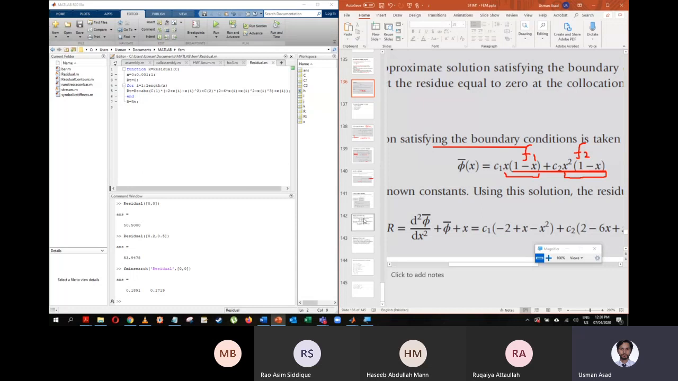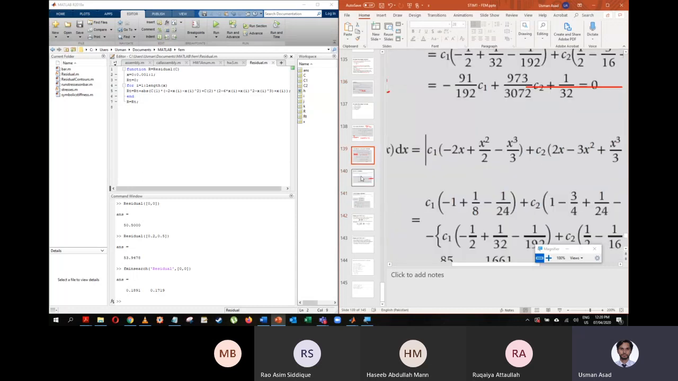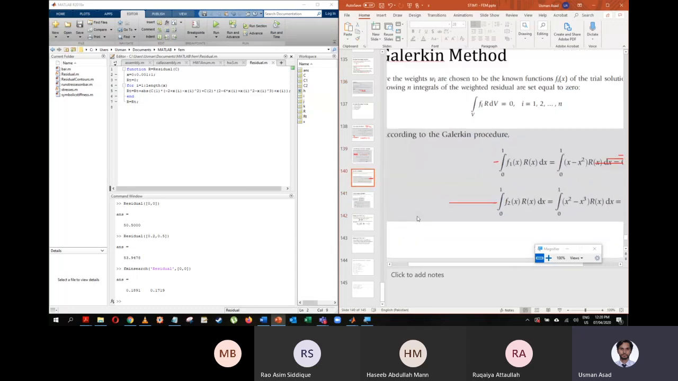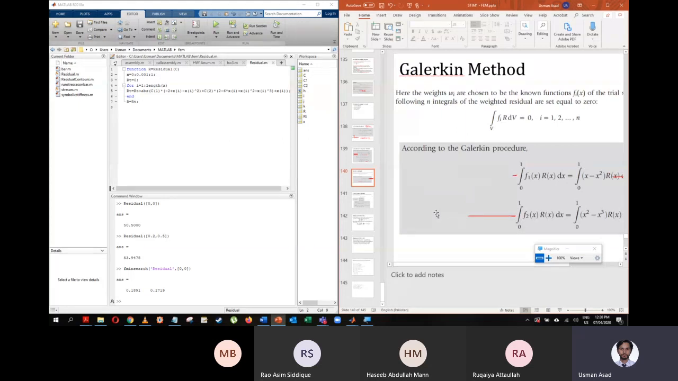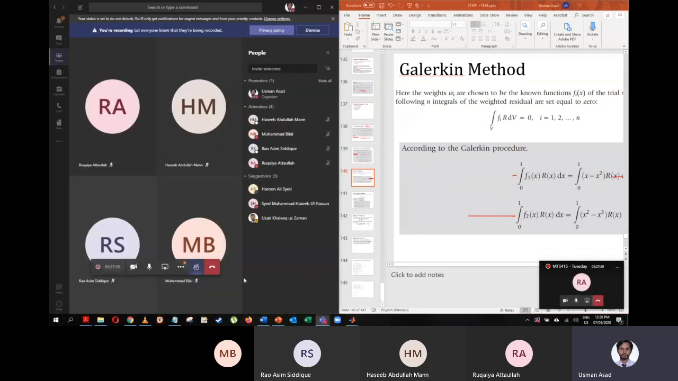And solve it using any of these four methods: collocation, subdomain, least square, Galerkin, any of those four. That's what you have to do. ठीक है? Of course, अगर कोई problem हो करते हुए तो you can let me know. I'm gonna stop the recording.